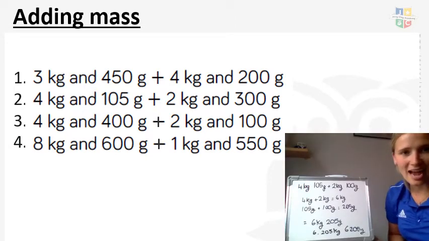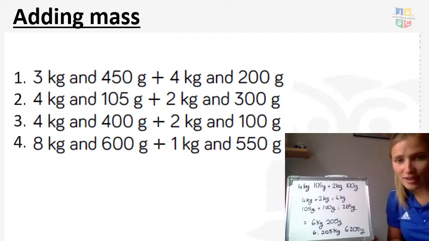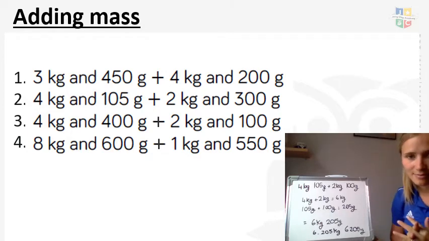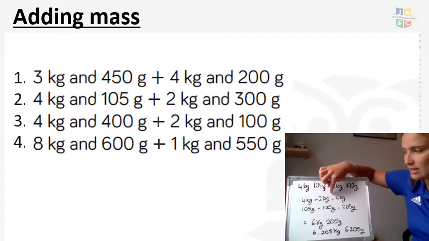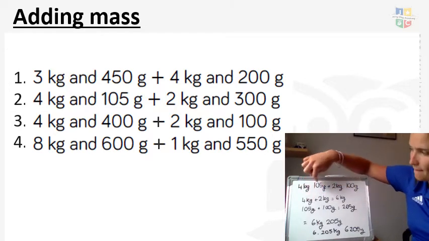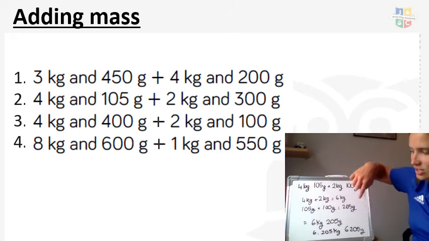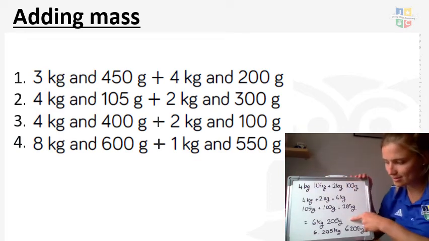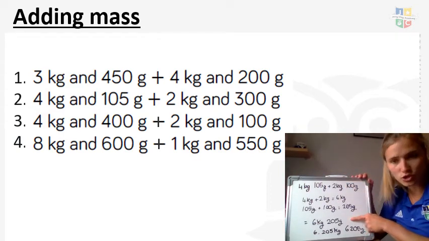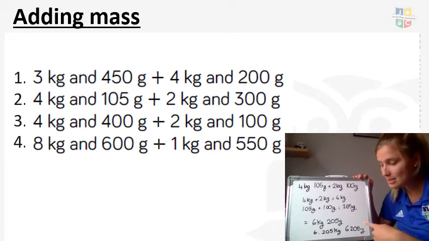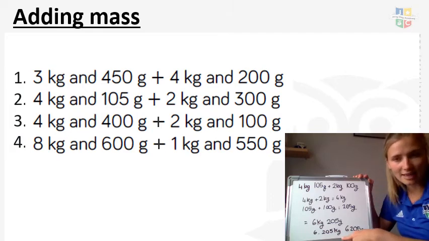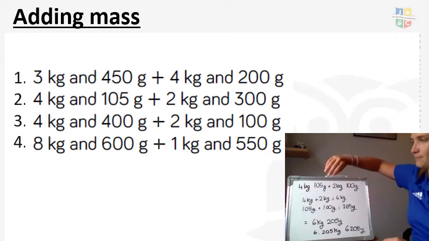So let's have a look then at our answers for number 2. You could have converted them both to 4,105 and 2,300 and added them together. Alternatively, you could have added your kilograms first, 4 and 2 is 6, your grams after, 105 and 100 is 205. If you put those two together, you should have had 6 kilograms 205 grams. Alternatively, you might have got 6,205 grams or 6.205 kilograms. So well done if you've got those correct.